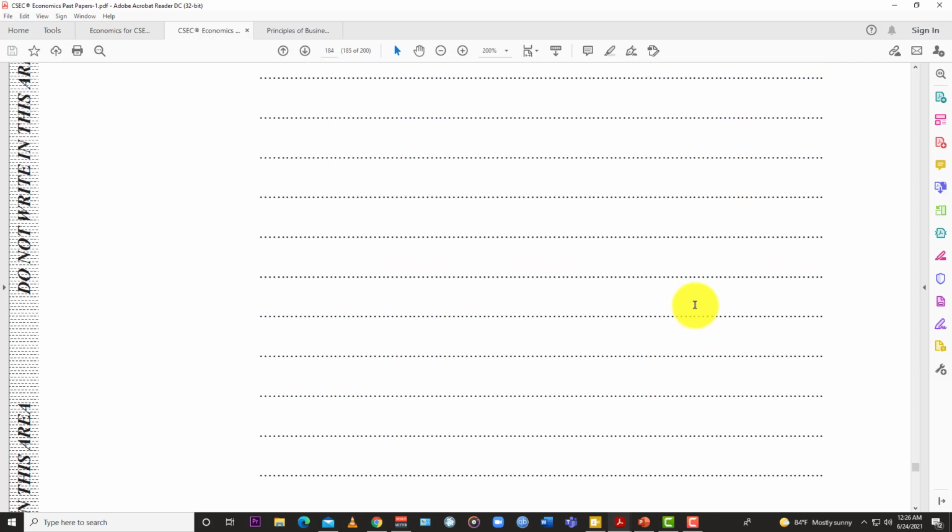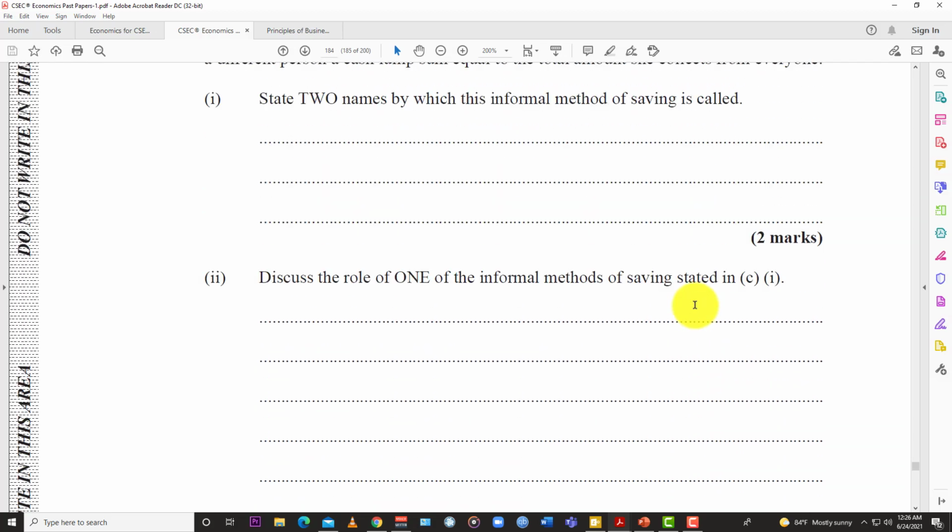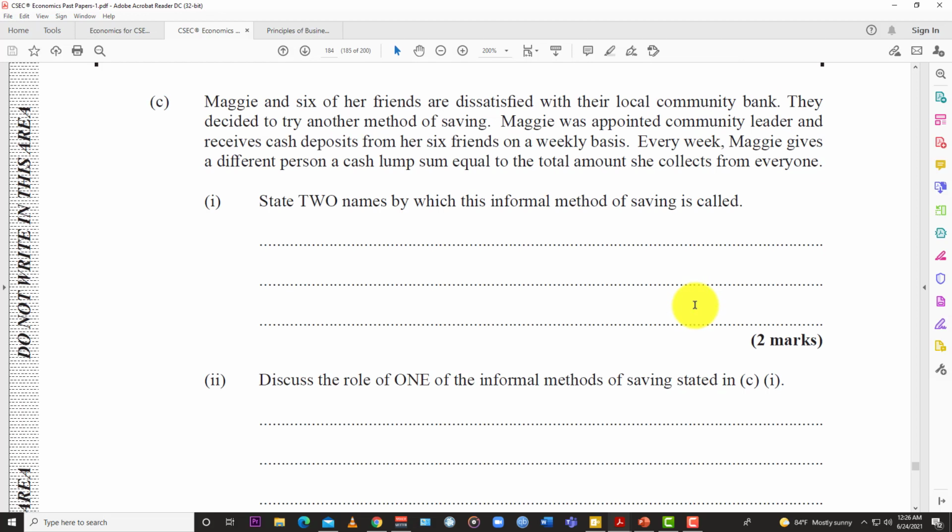Yes. So let's go. Next one: Maggie and 6 of her friends are dissatisfied with their local community bank. They decided to try another method of savings. Maggie was appointed community leader and received cash deposits from her 6 friends on a weekly basis. Each week, Maggie gives a different person a lump sum equal to the total amount she collected from everyone. Very simple question. State 2 names by which this informal method of savings is called.